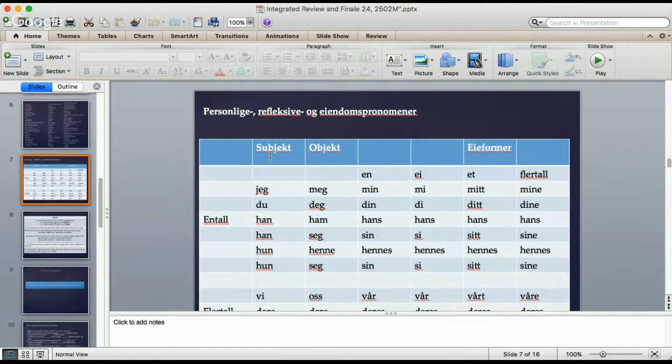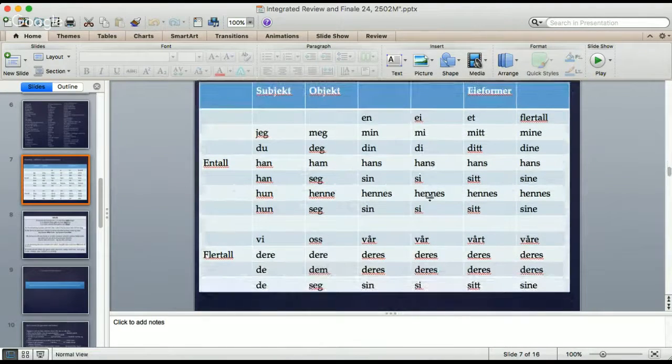As you can see here, we have subject, object, eierformer, showing that you own something. Here are the genders: masculine, en. You have ei, which is the feminine article, and then et is the neuter article. En is the masculine article, and flertal is the plural form. If you look here, you can see ental. So we're first going to talk about singular, how you would do that.